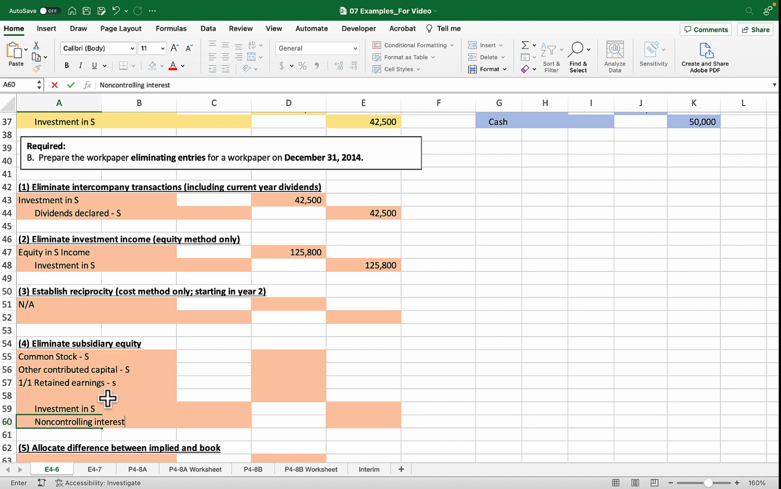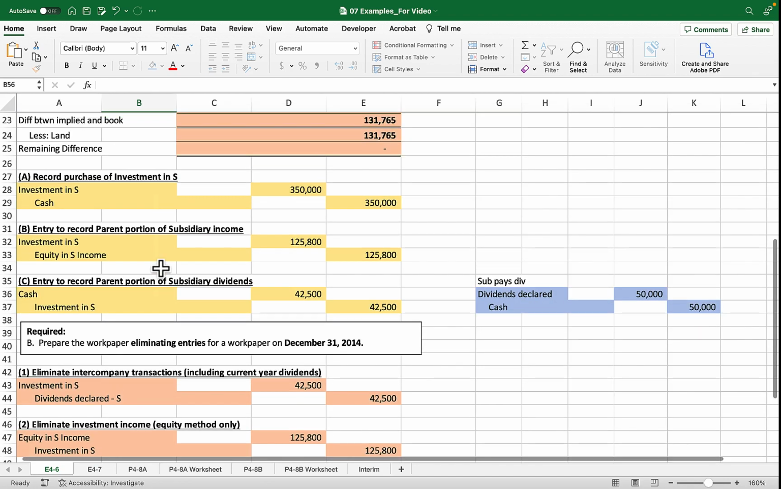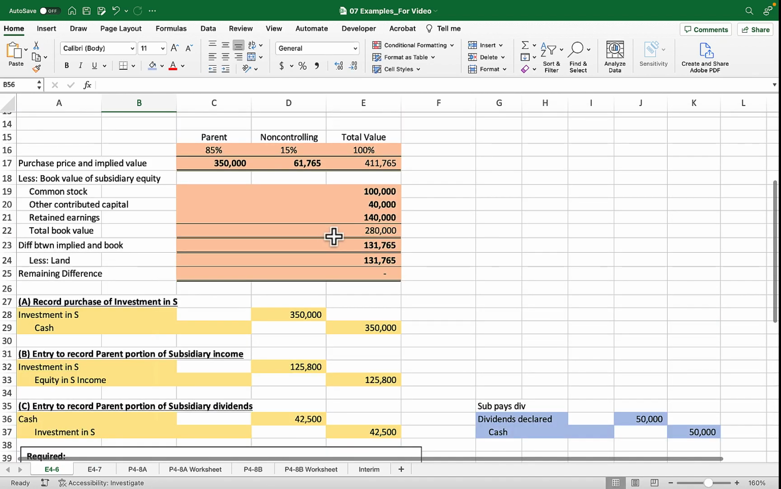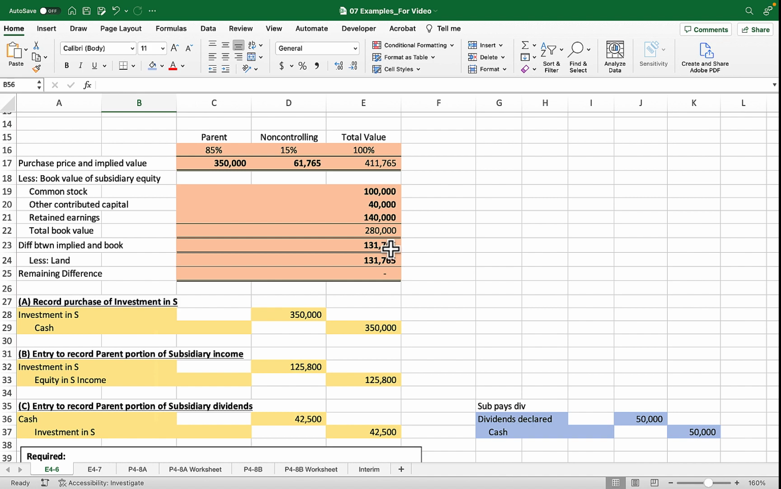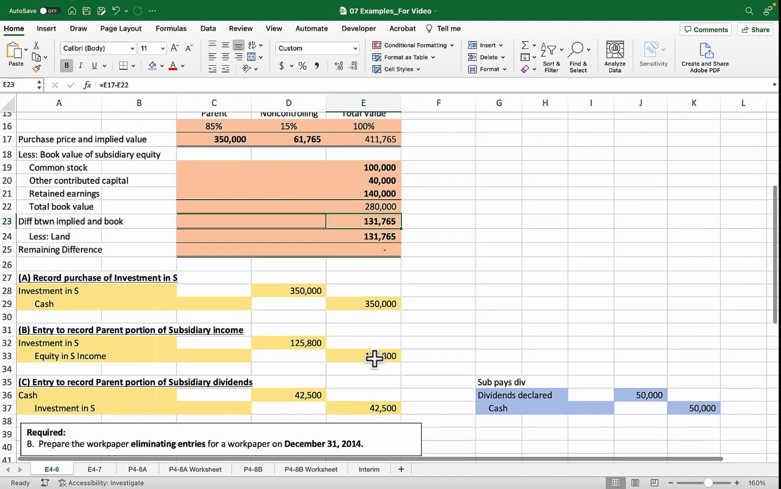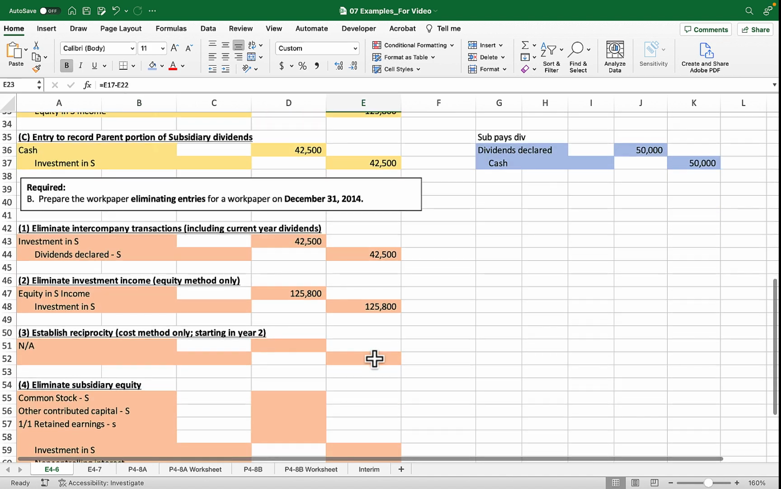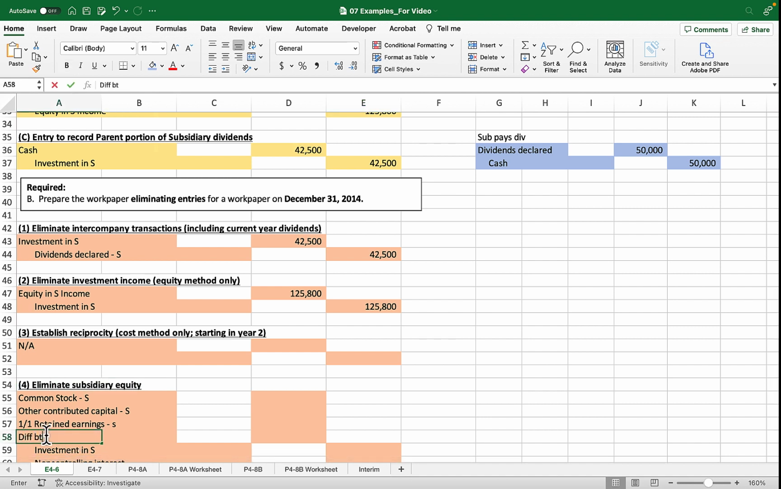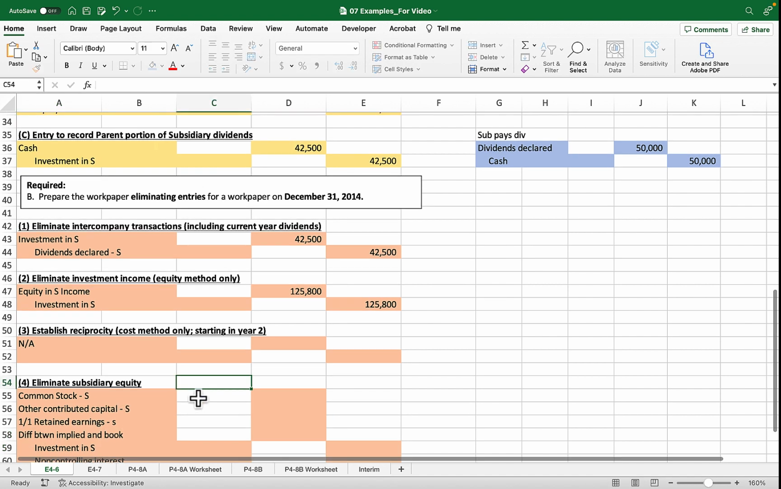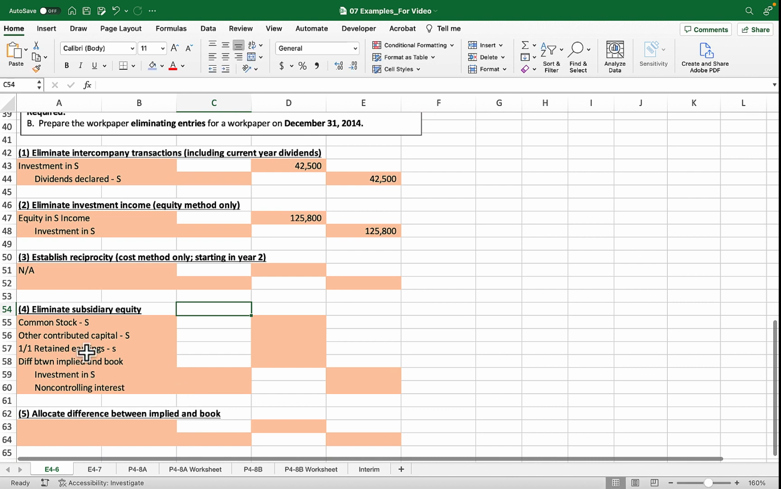And then finally, we're going to take a peek at our computation and allocation of differences schedule again. And we see that our difference between implied and book is positive, which means that's going to be a debit in this first entry. All right. So as time moves on, the amounts here are going to change from what they were recorded in our computation and allocation of differences schedule.